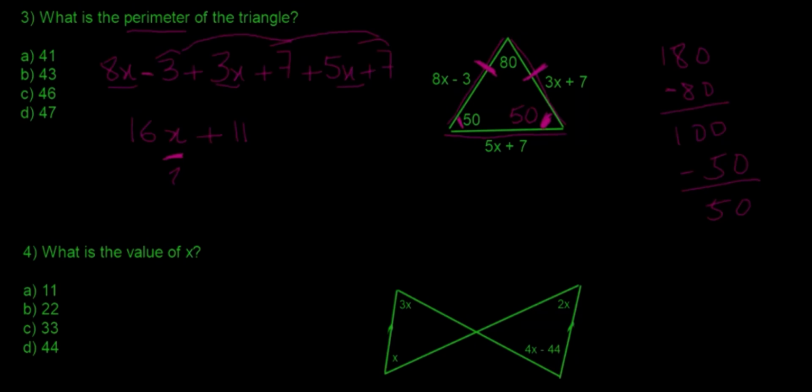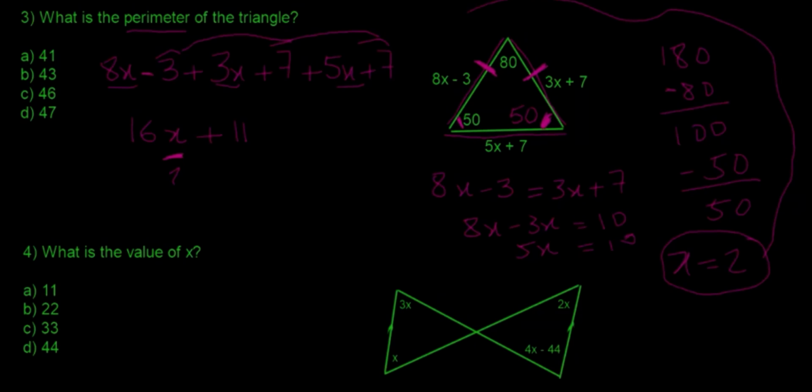So now that I know that, I can say that 8x minus 3 should be equal to 3x plus 7. They're both equal to each other. And that way, I've got an equation and I can just solve it, bring the x's to the same side. 8x minus 3x, that's 5x. Take the 3 to the other side, that's 7 plus 3, equals 10. 5x equals 10, so x has got to be 10 divided by 5, 2. Now that I know x equals 2, I can put it back in here to get the perimeter. So that's 16 times 2 plus 11. That's 32 plus 11, which is a 43 answer.